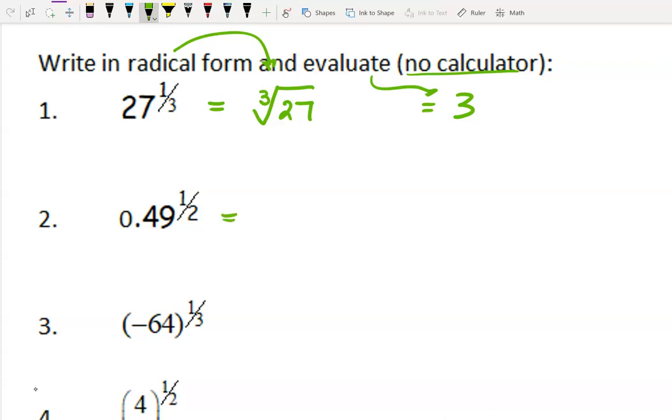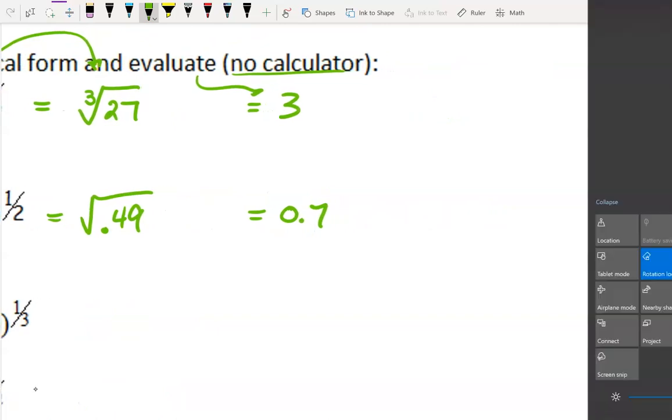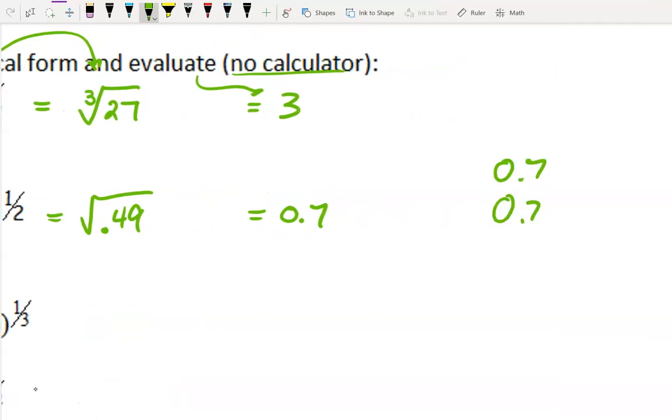Radical form: instead of a half, I'm going to take the square root of decimal 49. If I take the square root of decimal 49, this is going to be 0.7, because 0.7 times 0.7 is decimal 49. Thinking back, why is that true? Well, when you multiply decimals, you ignore the decimals to multiply. So 7 times 7 is 49. And then because there are 2 decimal places, we have to put 2 decimal places here.